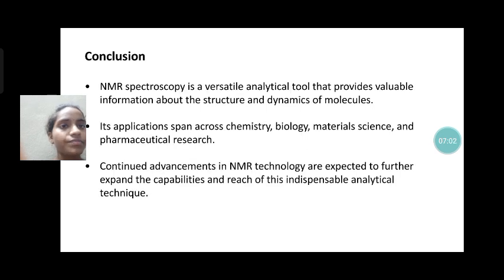Conclusion: NMR spectroscopy is a vital analytical tool that provides valuable information about the structure and dynamics of molecules. Its applications span across chemistry, biology, material science, and pharmaceutical research. Continued advancements in NMR technology are expected to further expand the capability and reach of this indispensable analytical technique.